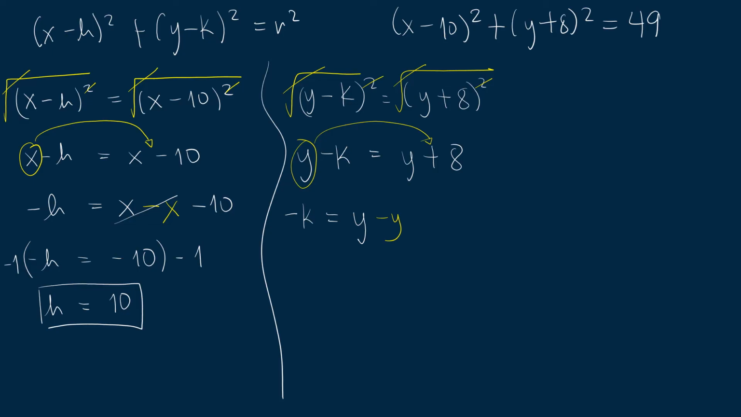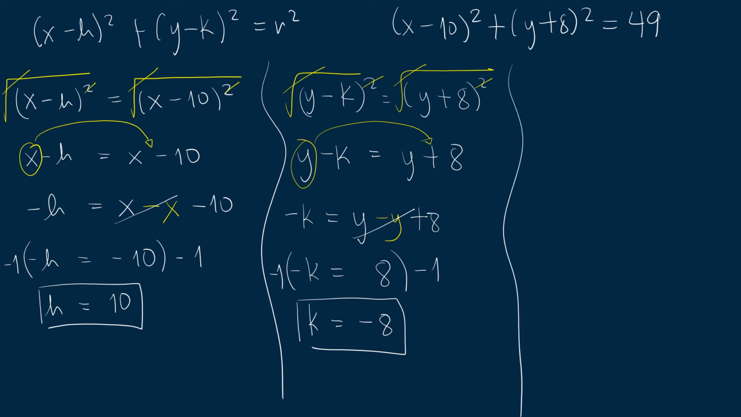Therefore, we can cancel out y minus y, that is 0, and negative k is equal to 8. But this time, there is still a negative sign in front of k, so multiply both sides by negative 1. Therefore, k is equal to negative 8, and this is the value of your k. We already have the coordinates of our center, and the coordinates of the center are 10, negative 8.